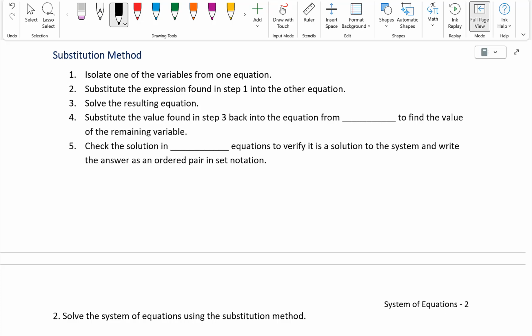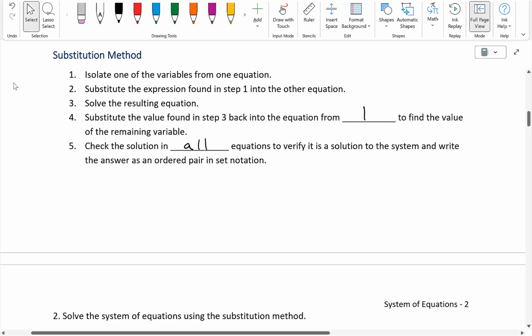You will solve then the resulting equation. 4, then you'll substitute the value found in step 3 back into the equation from 1 to find the value of the remaining variable. And then you're going to check the solution in all equations to verify it is a solution to the system and write the answer as an ordered pair in set notation.